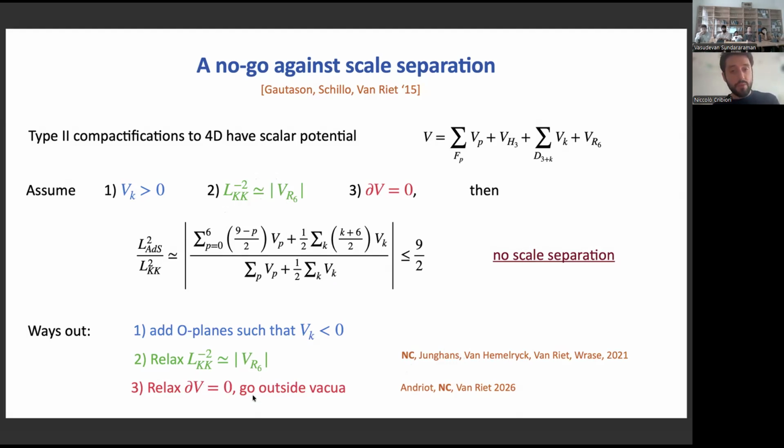But the third way to bypass this obstruction is to go outside vacua. So if you relax this, you cannot write this inequality anymore. And this is what we explored. Sorry, there is a typo. This last year, 2025, in this paper last year.